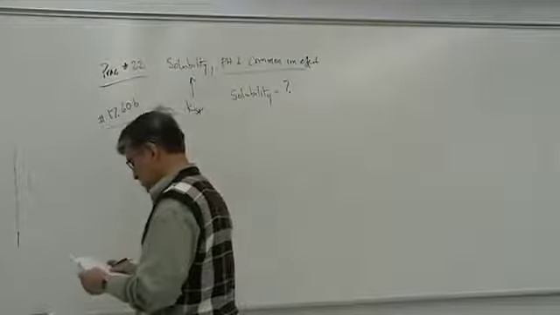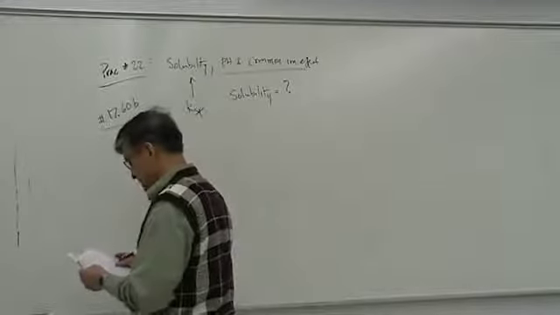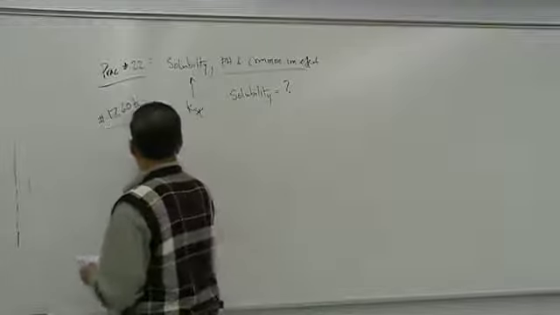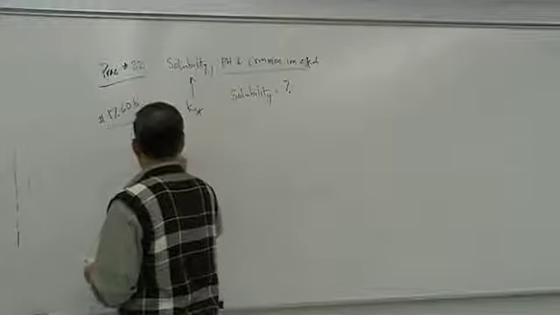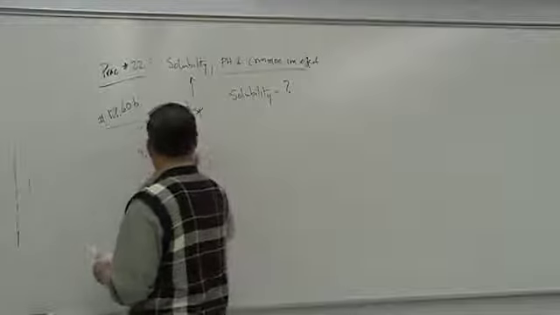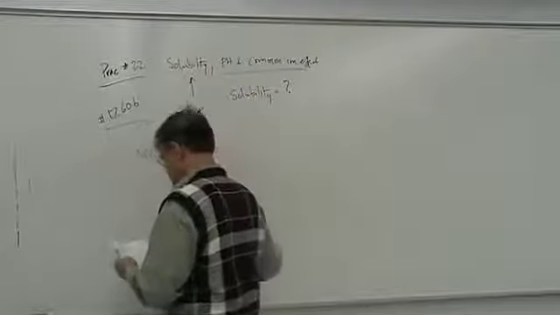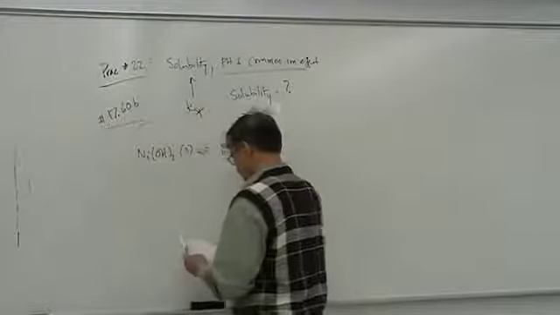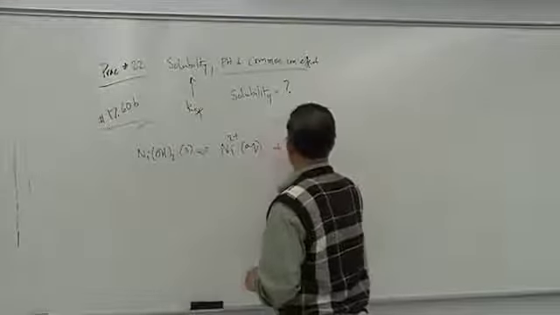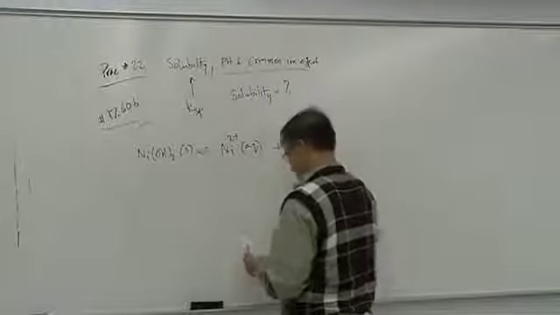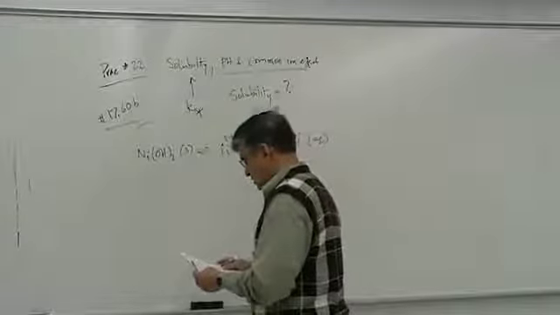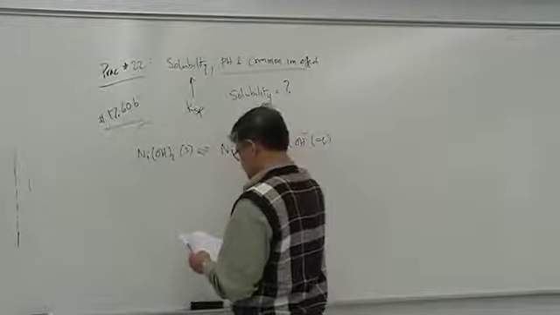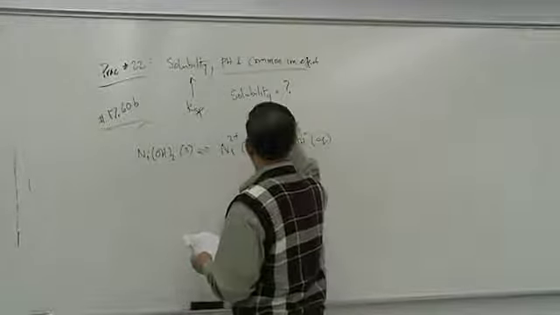Now this question on 60B deals with nickel hydroxide. Nickel hydroxide, that's a solid that breaks down into nickel 2 plus aqueous plus 2 OH minus aqueous. Now they gave you pH equals 10.0.